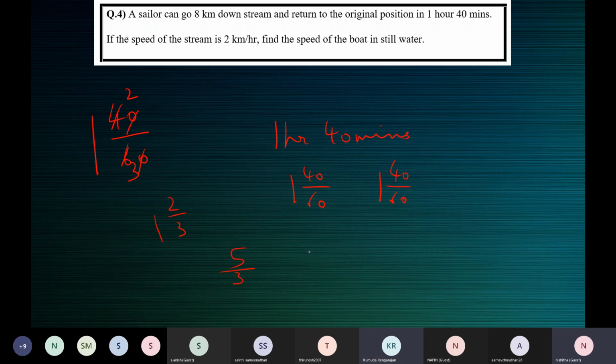But children, supposing it is 2 hours and 40 minutes, 2 and 40 by 60. You cannot cancel 2 and 60. You can simplify only within this fraction, 40 by 60. So it is 240 by 60. Supposing, 0 0, 2s are 3s are, 2 2 by 3. It is 2 2 by 3.